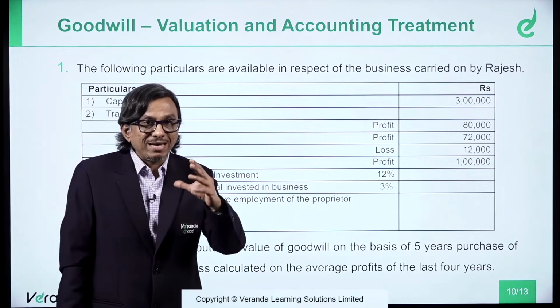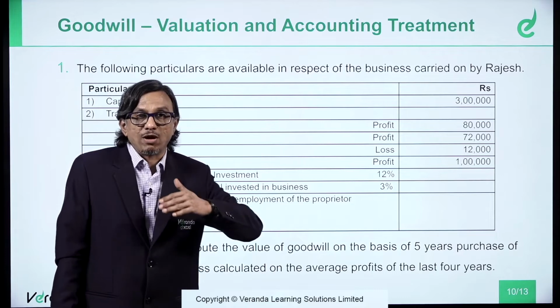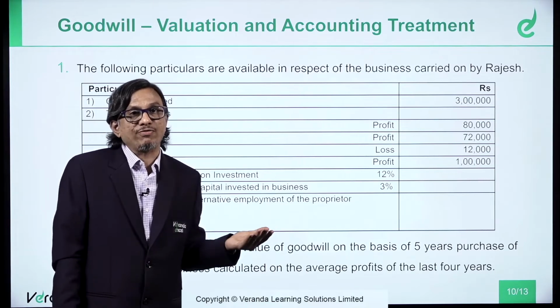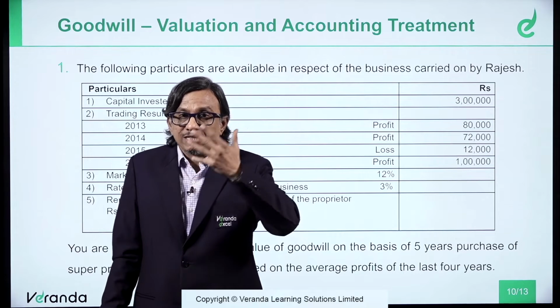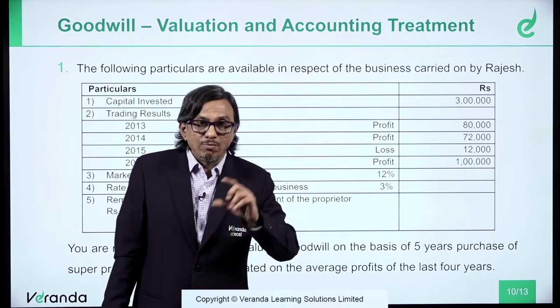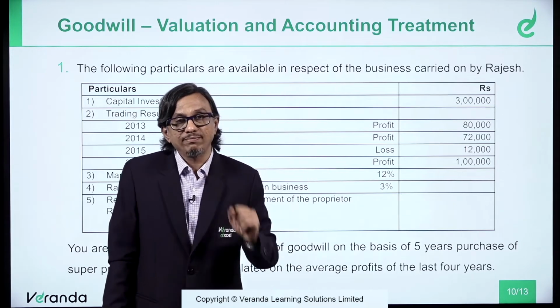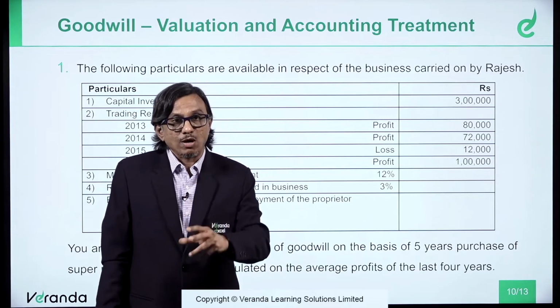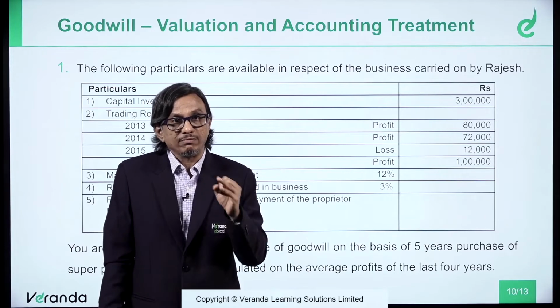You have to compare the average profit with the normal profit. If the average profit is more than the normal profit, that means you are making an excess profit. That excess is called as super profit. That super profit you multiply by number of years, you get the value of goodwill. Simple. In this problem, you have to calculate the average profit, you have to calculate the normal profit.